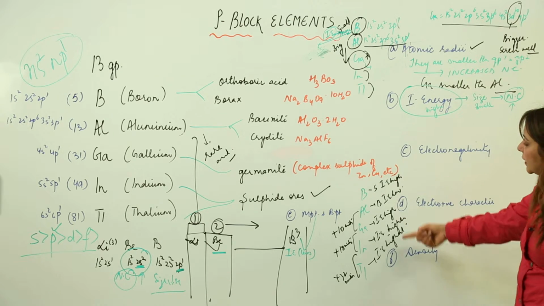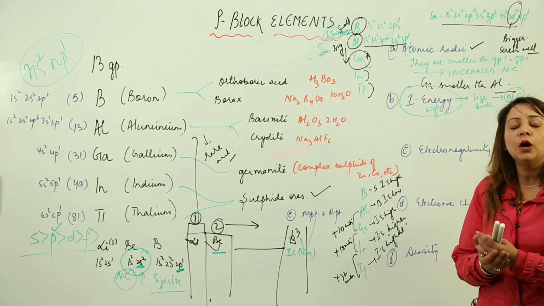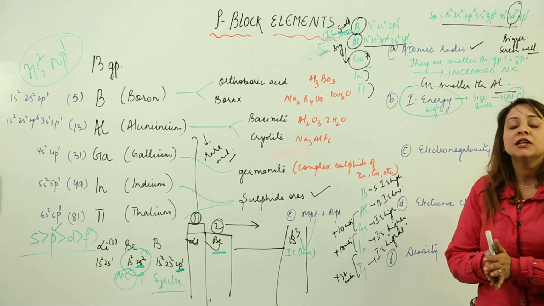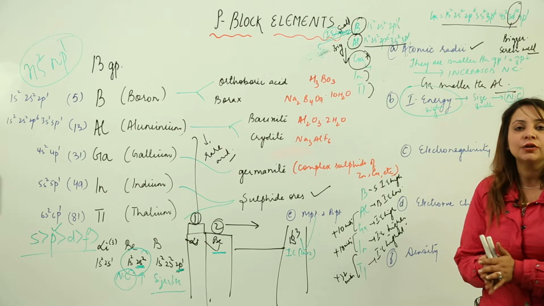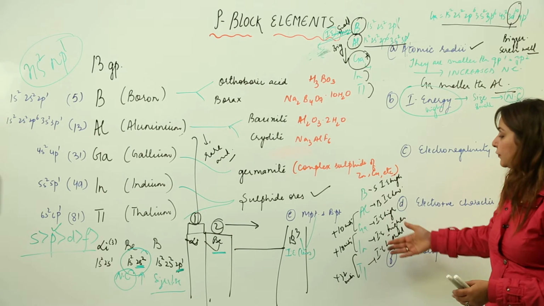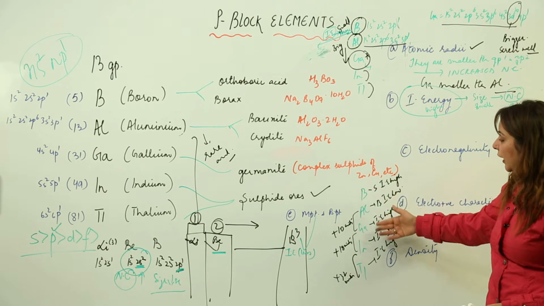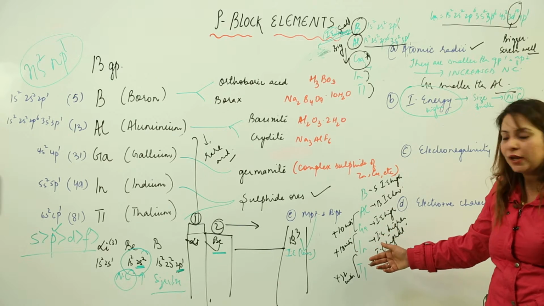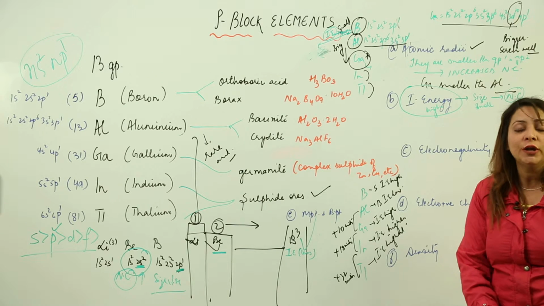And if you compare this, as I told you, when we are moving down there is progressive filling of d and f orbitals, which screen very little. Therefore the nuclear charge is increasing as we go down: from aluminium to gallium it is increasing by 10 units, from gallium to indium by 18 units, and from indium to thallium by 32 units.